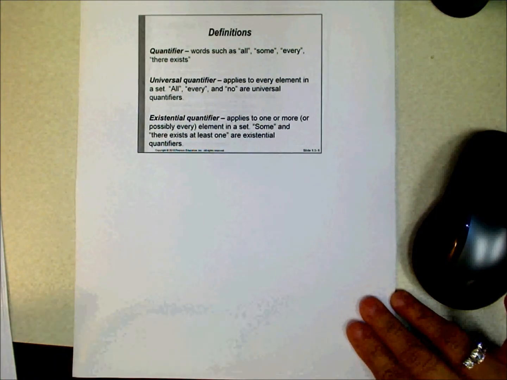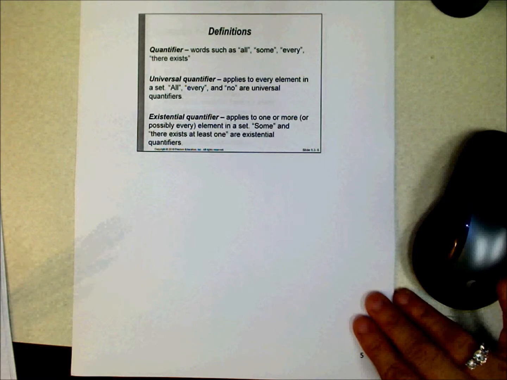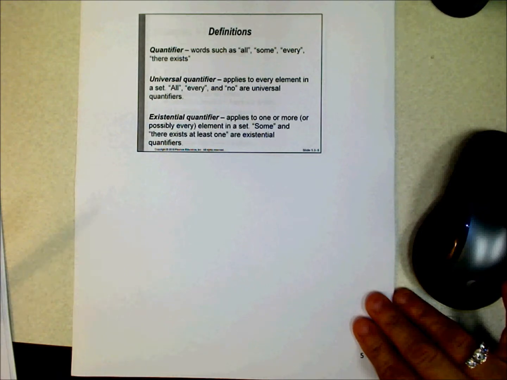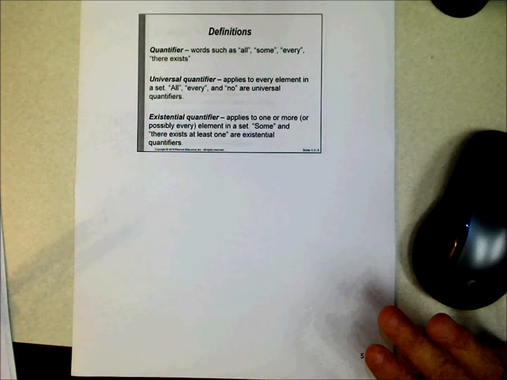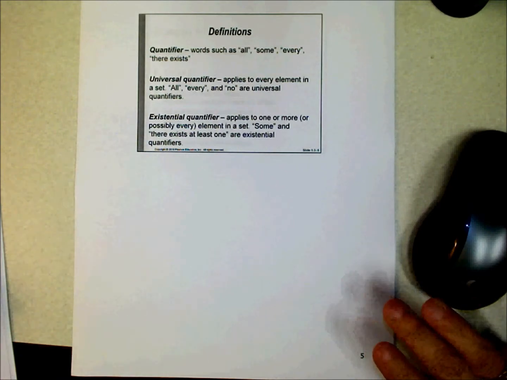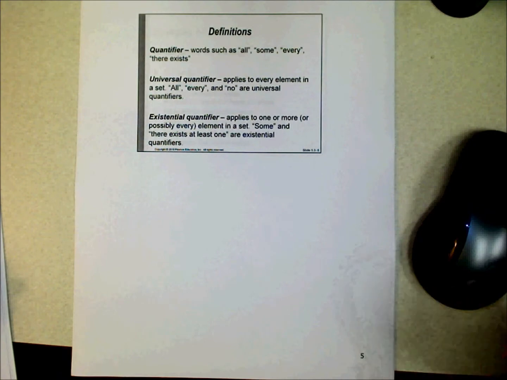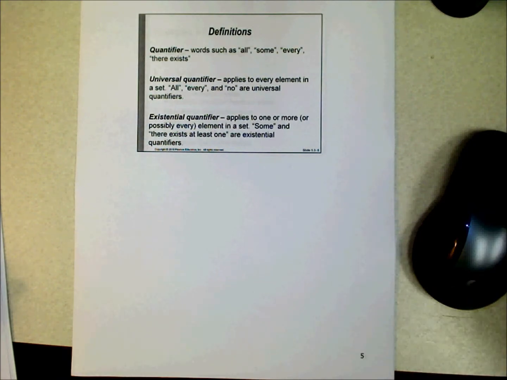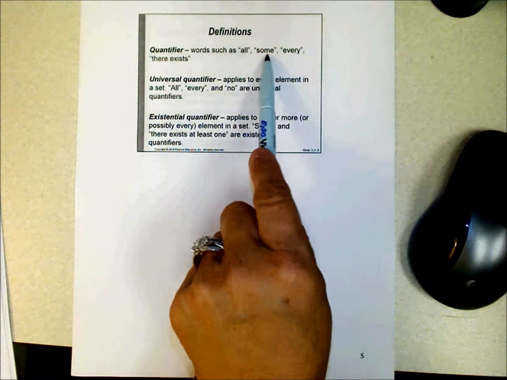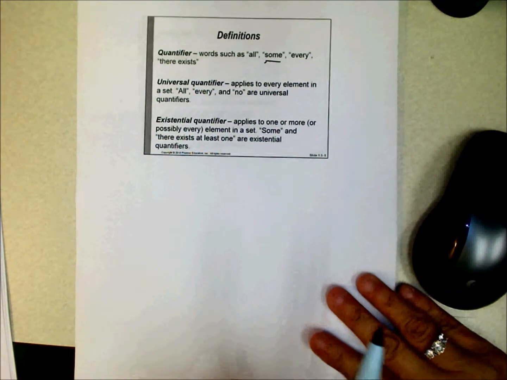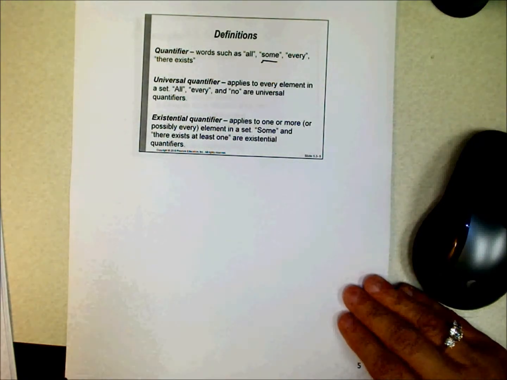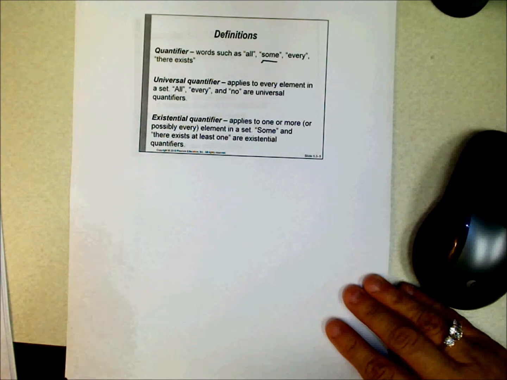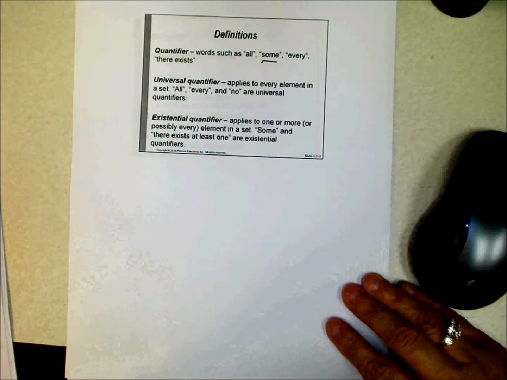Some other definitions that we need, the word quantifier. Quantifiers are words such as all of the time, some of the time, every time, there exists. A universal quantifier applies to every element in the set, and that would be like all, every, and no. Some is not a universal quantifier. An existential quantifier applies to one or more elements in the set, and that would be something like some do this or there is at least one.